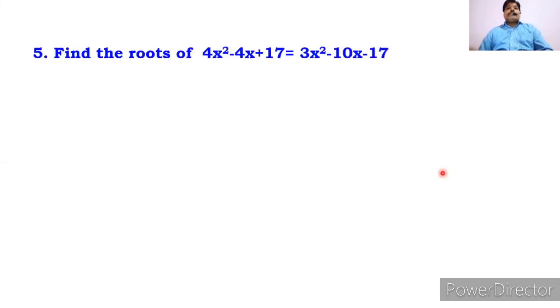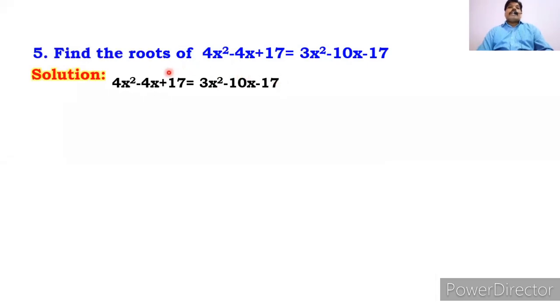Find the roots of 4x² − 4x + 17 = 3x² − 10x − 17. The given equation is not in the standard form of a quadratic equation, so you have to convert it into quadratic form. First, take all the terms from the right-hand side to the left-hand side.